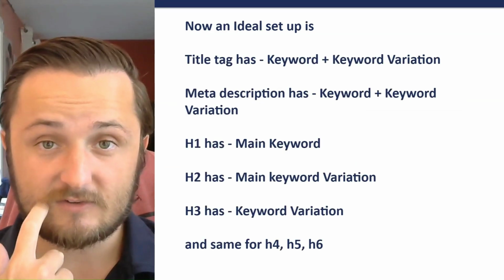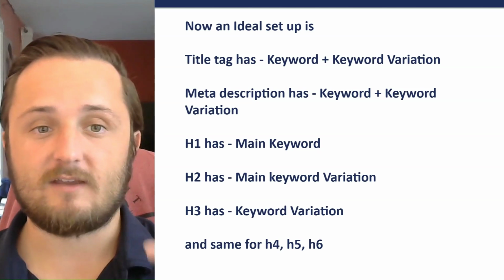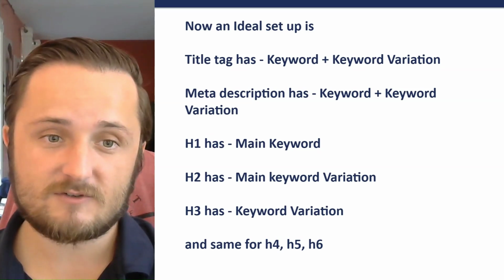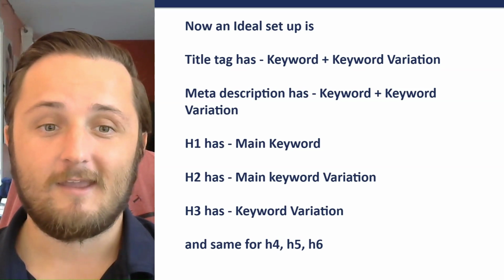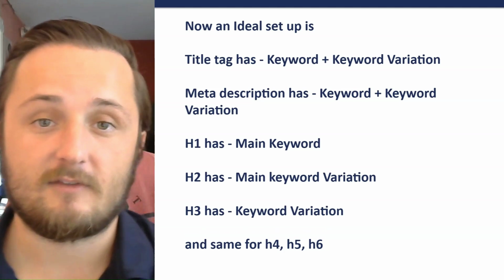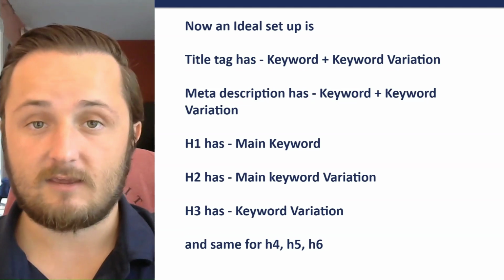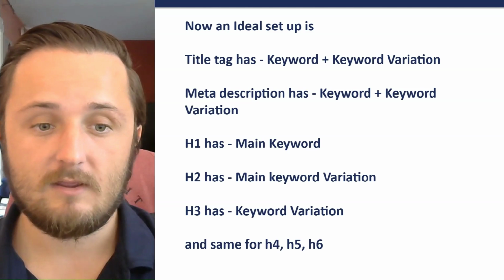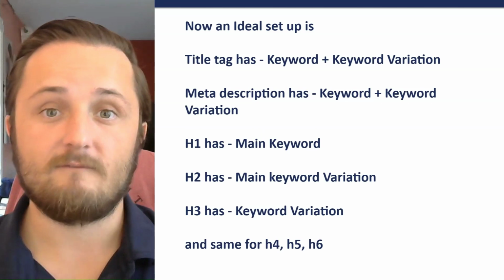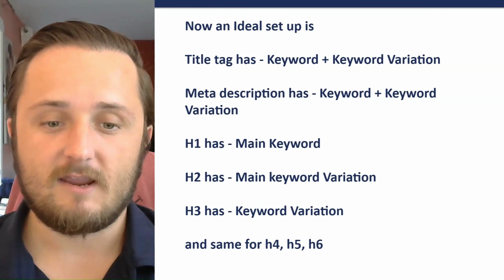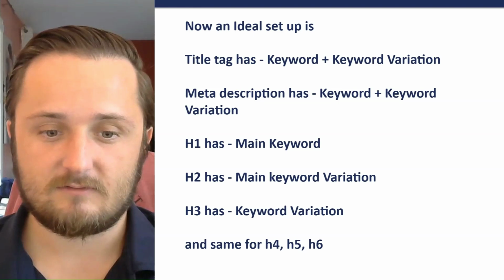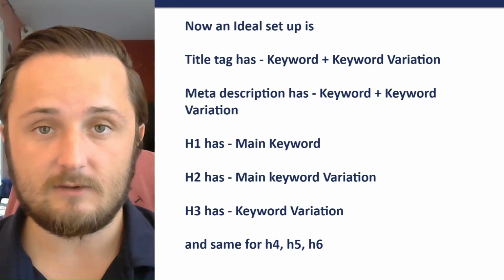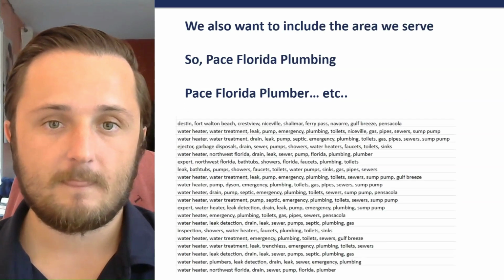Now, the deal is that you have the title tag that has the keyword plus a keyword variation. Also, your meta description has the keyword and a keyword variation. Your H1 has the main keyword, your H2 has a main keyword variation, then your H3 has a keyword variation. And for the H4, 5, and 6, you also want a keyword variation in there.